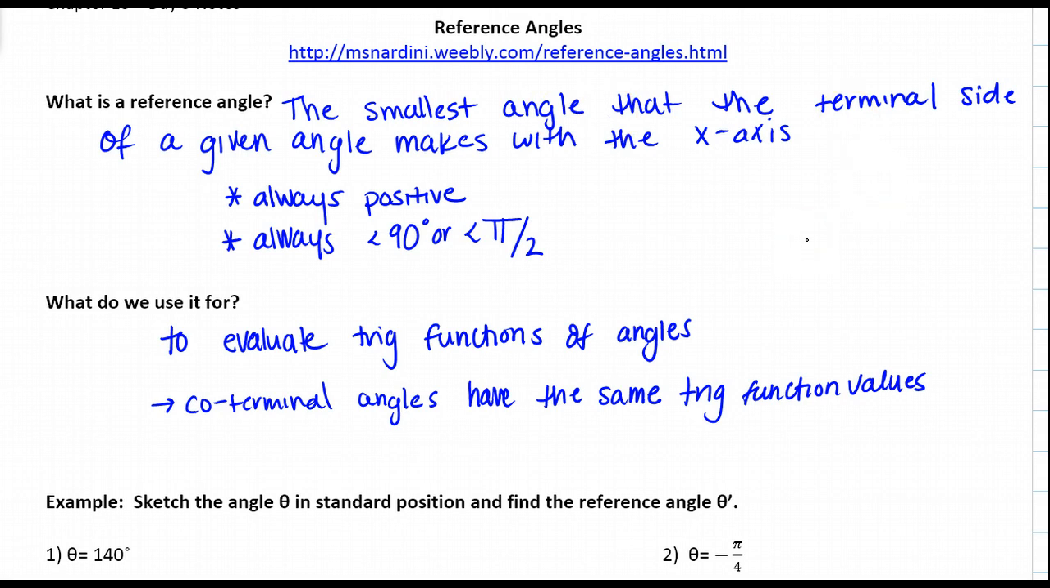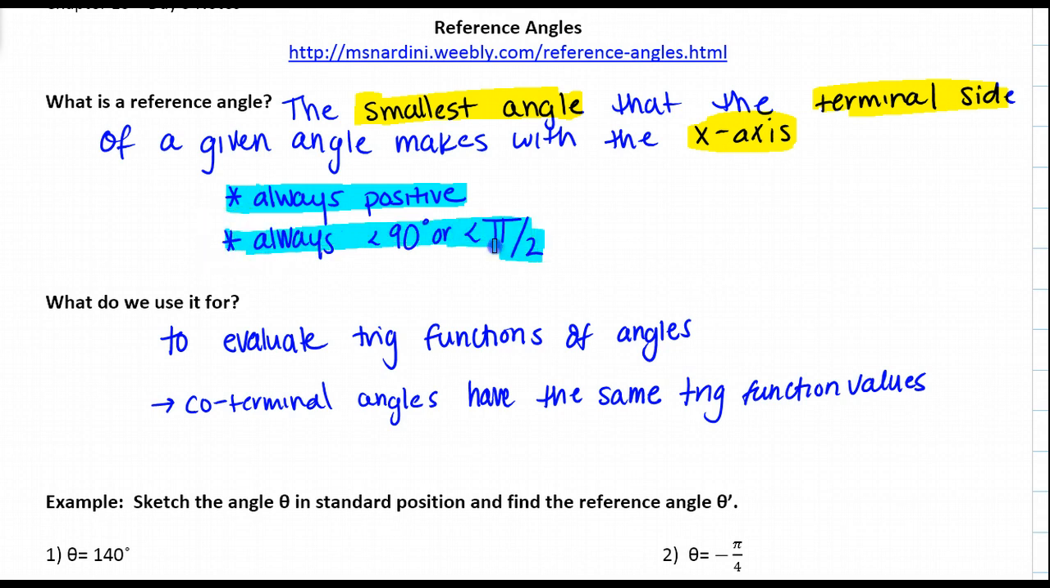Okay, so some of these words are really important: the smallest angle that the terminal side of a given angle makes with the x-axis. We need to know that these are very important so we know exactly where the reference angle is. Other really important pieces are that it's always positive. The reference angle is always positive, and it's always less than 90 degrees or less than pi over 2 radians. So it's a small angle.